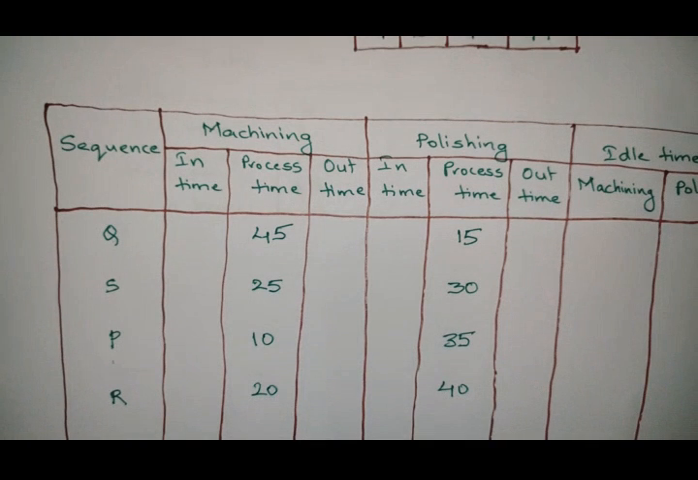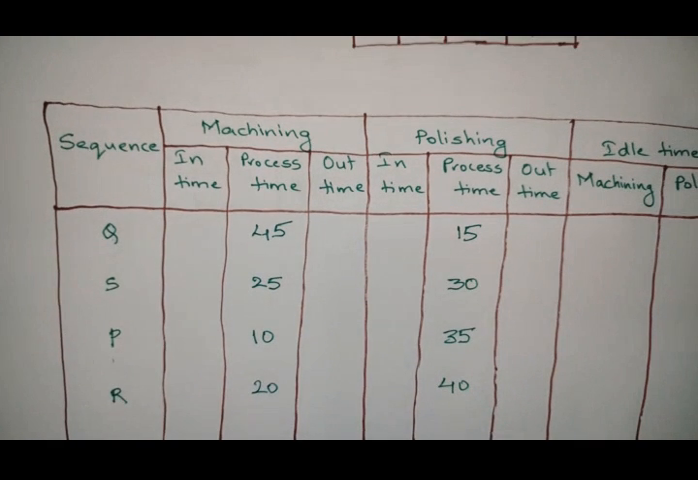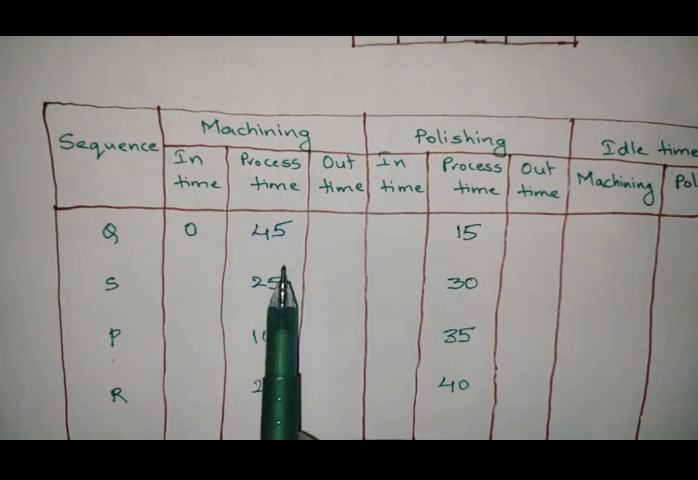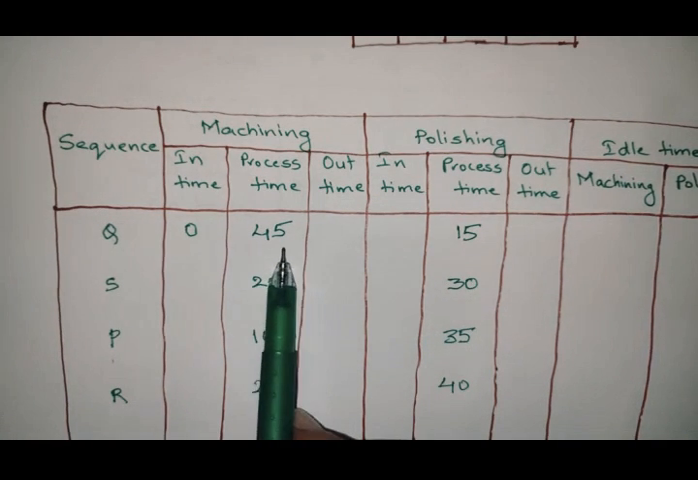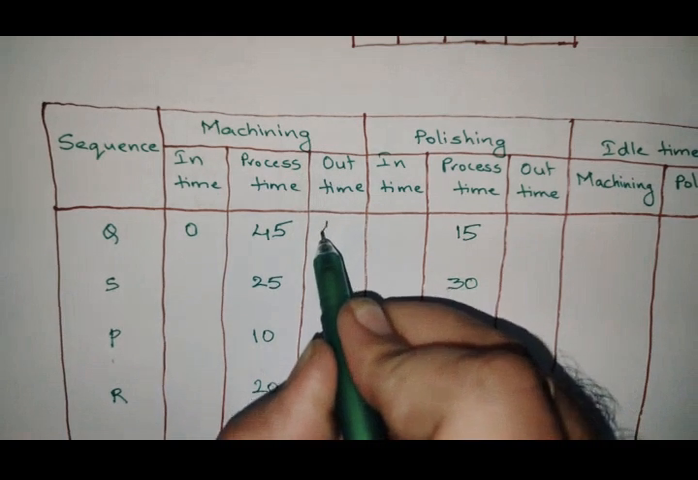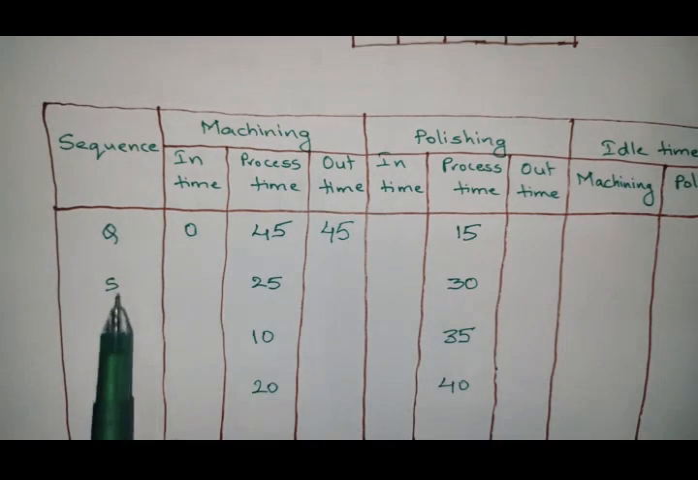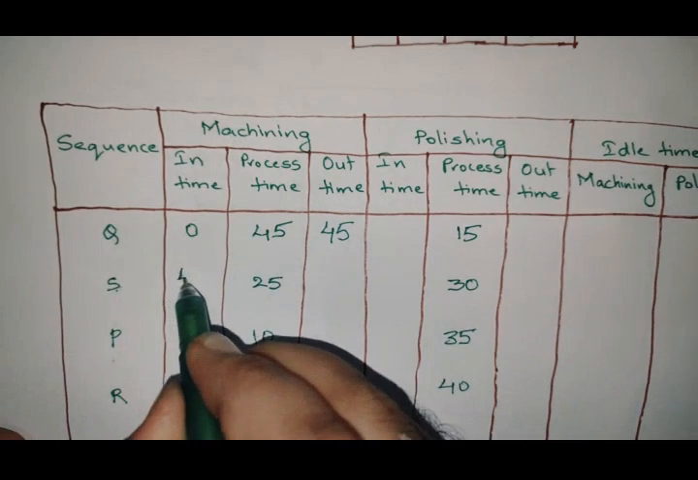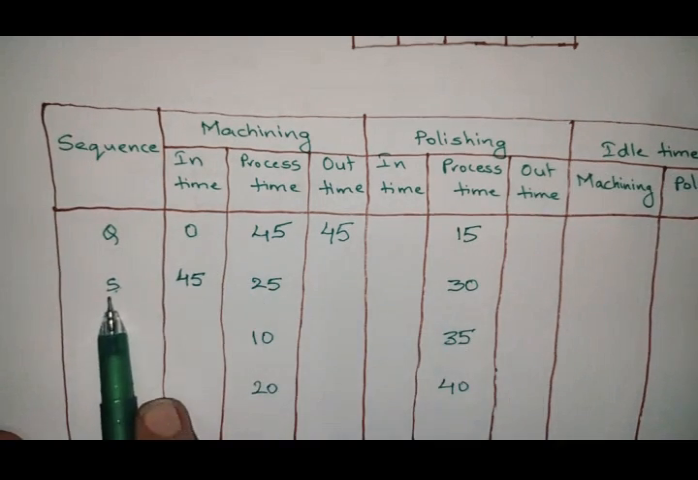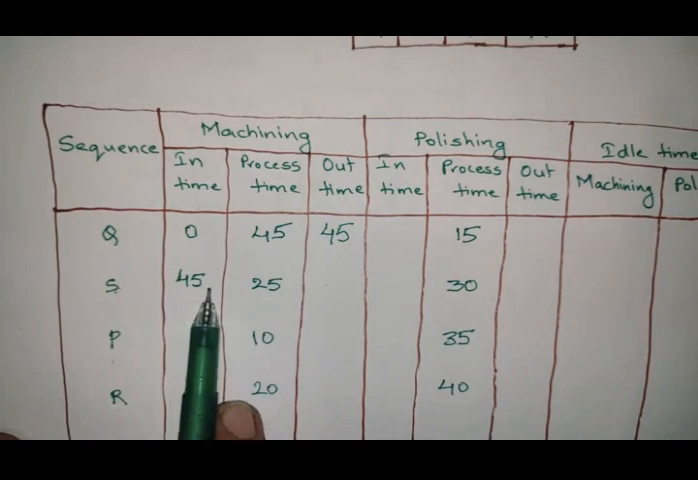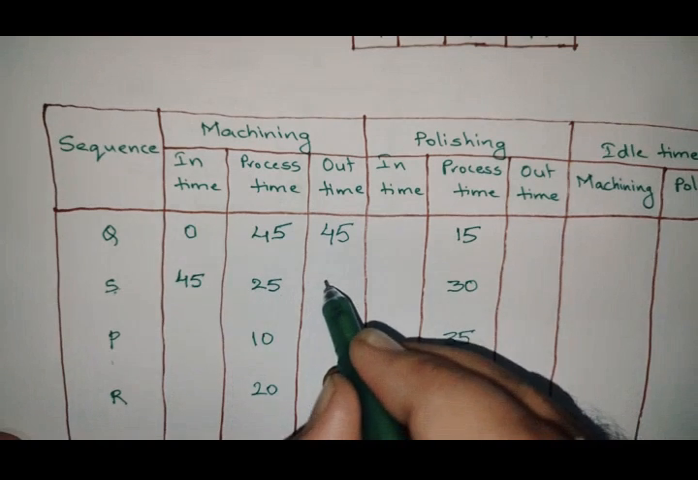And next, let us find the total elapsed time. First, in time is 0, already we know. The first job requires 45 hours in order to complete the machining process. So out time will be 45. Then immediately the job S will enter into machining process. So the in time is 45 and the job S requires 25 hours to complete the machining. Then out time will be 45 plus 25 is equal to 70.